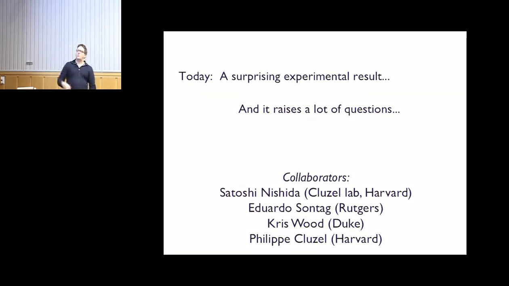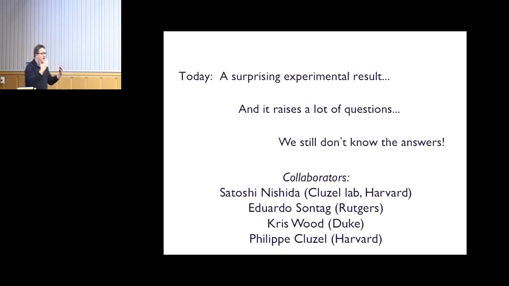So this is work that I did while I was a postdoc at Harvard, so it's now almost 2 years ago. And I had several collaborators. Satoshi is a microbiologist who was in my lab at Harvard. Eduardo Sontag, some of you may know him. He's a mathematician at Rutgers. He's a super, super smart guy, really nice. Chris Wood is kind of the weak link. He's my younger brother. He's a faculty member at Duke. And then Philippe Cluzel was my advisor as a postdoc.